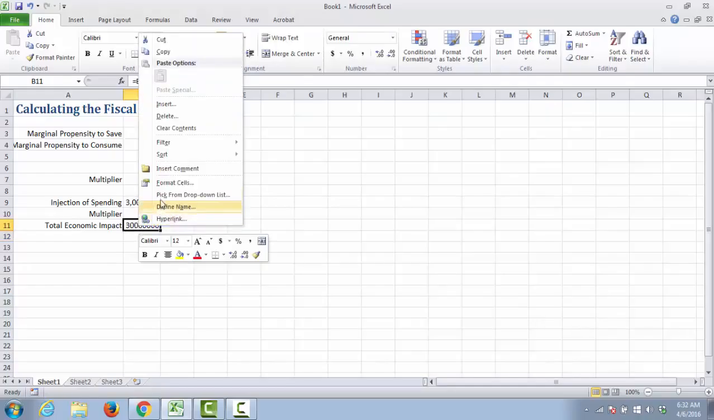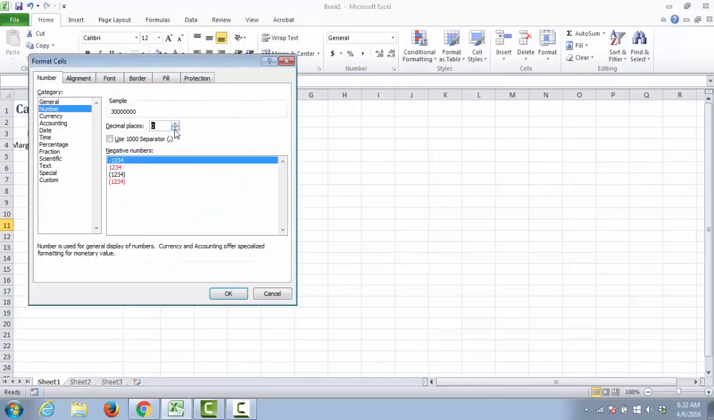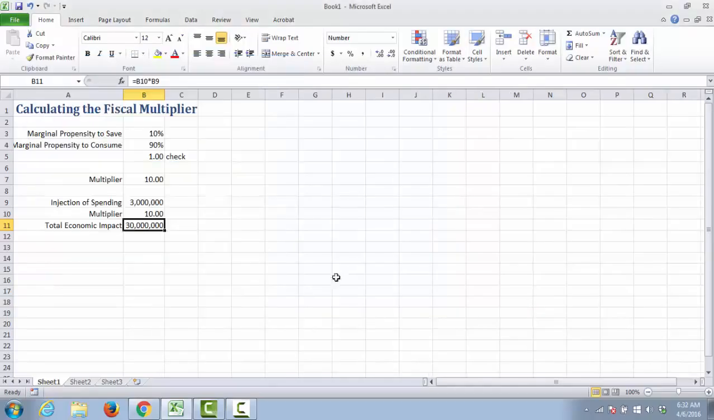And that's $3 million. And we will format that also, just so you can see how to do that if you haven't already learned that. And the total economic impact is $30 million.